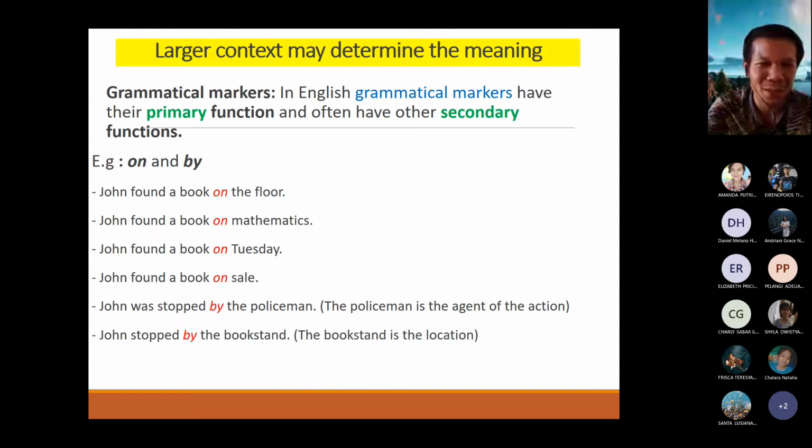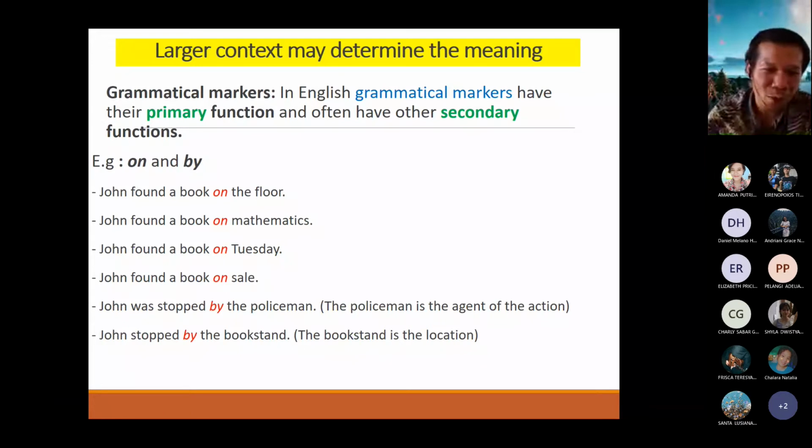And also here, guys, they use prepositions. Even though the four sentences have the same preposition, they have different meanings. For example, the first sentence: John found a book on the floor. On means the place, the position where you found the book. But in the second sentence, John found a book on mathematics. On is not the position, but the field of study. And the third sentence, John found a book on Tuesday. On here means the time, not the place, not the field. And the fourth, John found a book on sale. On is not the position, but means an event.